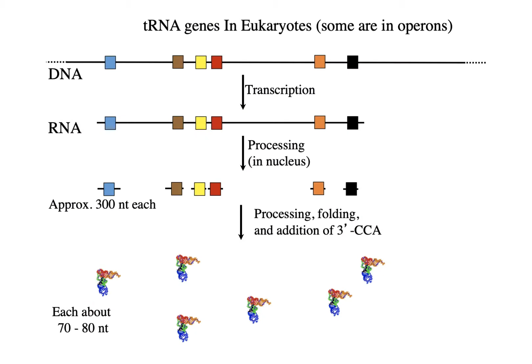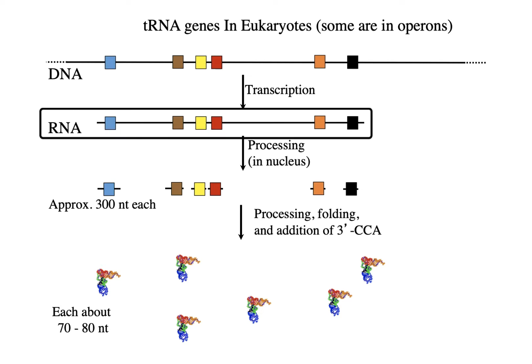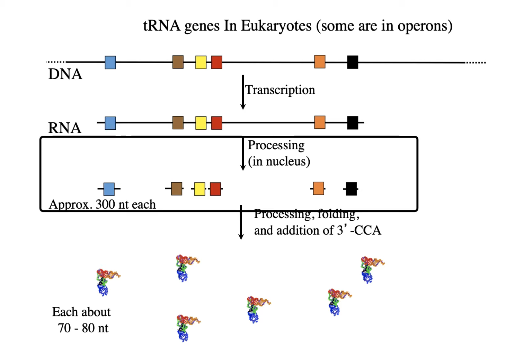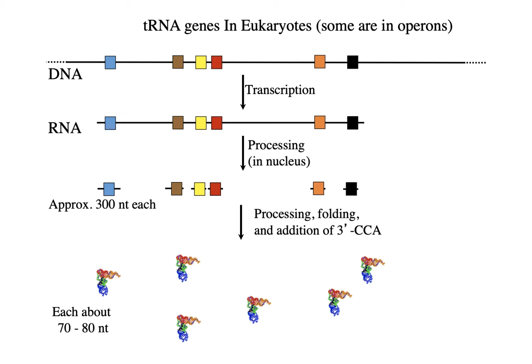Some of the tRNAs don't have promoter regions, and instead they're produced as operons. That is, the initial tRNA has a promoter, and RNA polymerase will sit on that and start transcription. And then you get transcription of all, in this case, 6 tRNAs. And then there's processing down to about 300 nucleotides each, and then final processing and folding, making each of the tRNAs about 70 to 80 nucleotides in length.